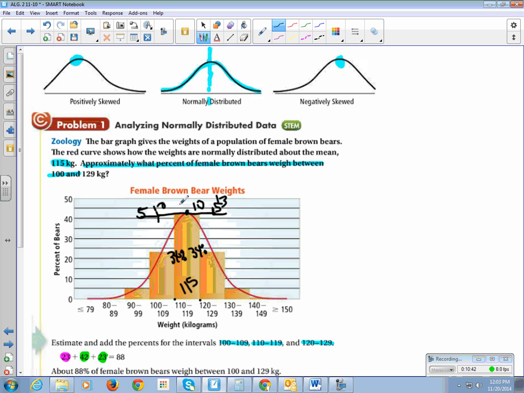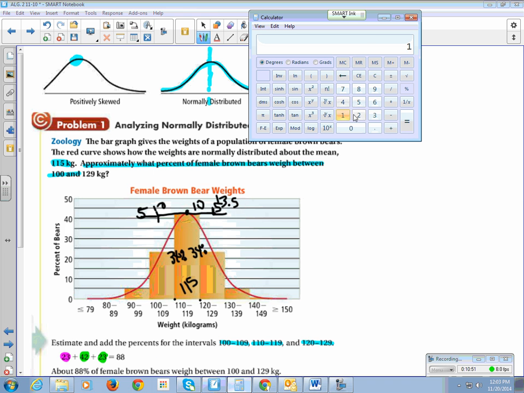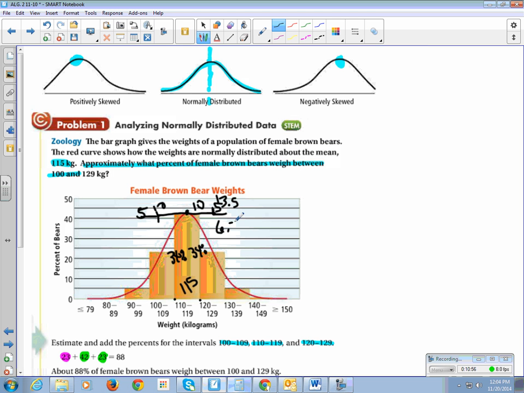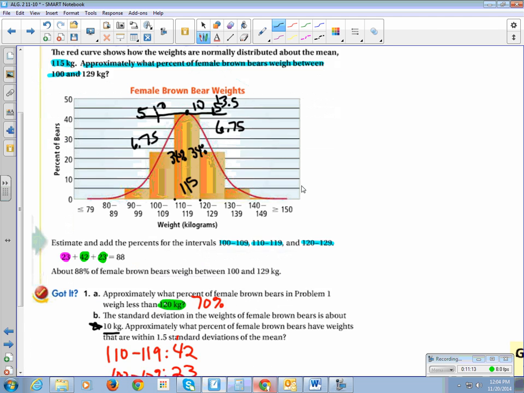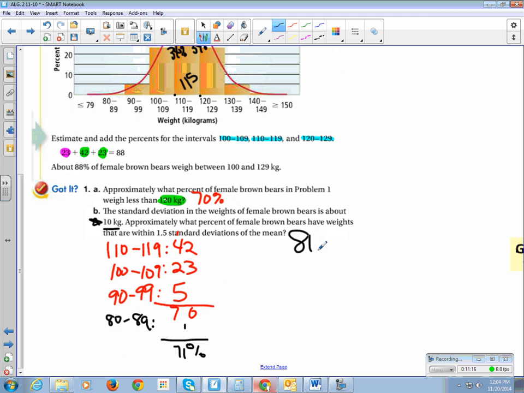But we don't have a whole amount. We only have half of a standard deviation. So half of 13.5 is 6.75. So when I add those values up, 34 plus 34 plus 6.75 plus 6.75, I end up with 81.5% that are within 1.5 standard deviations from the mean.